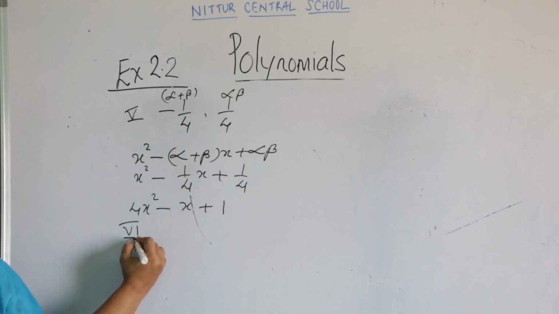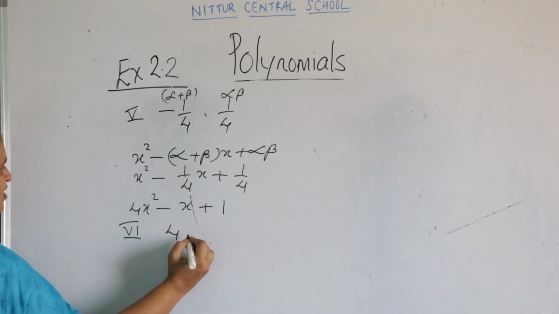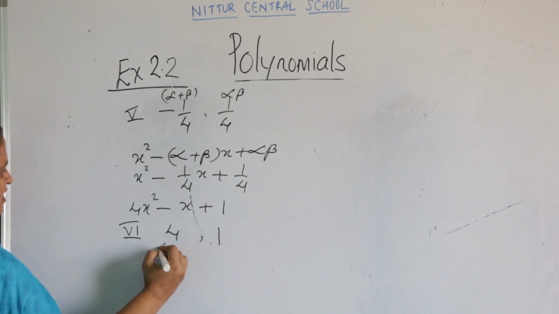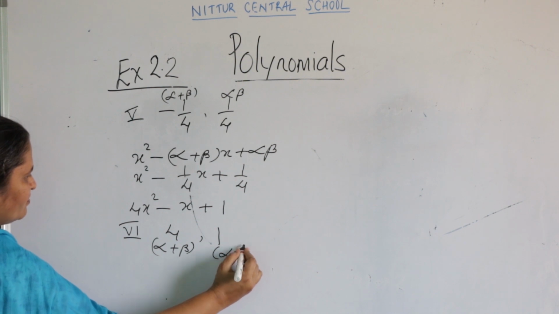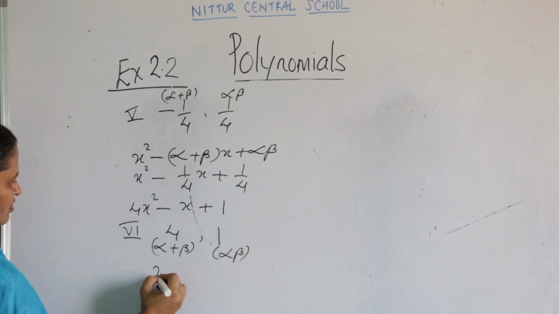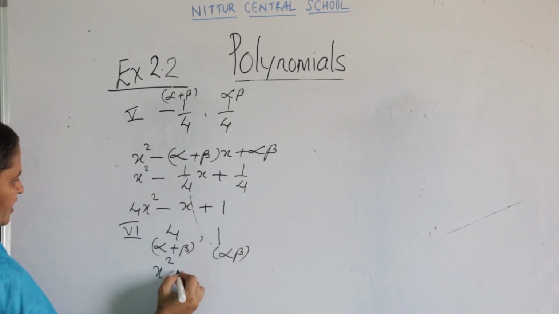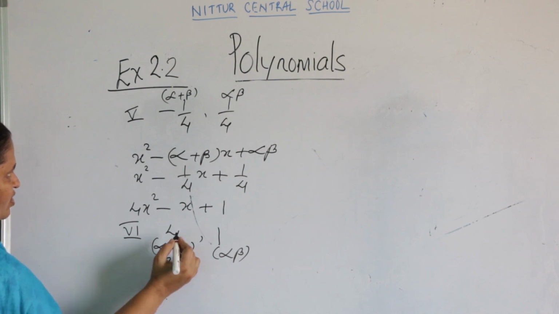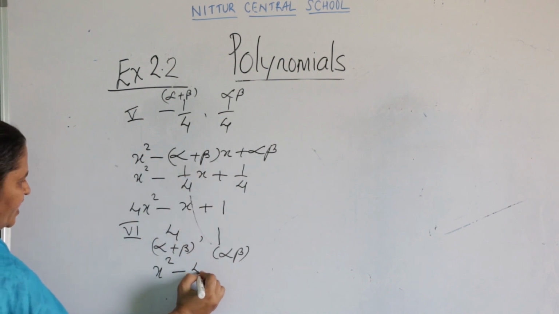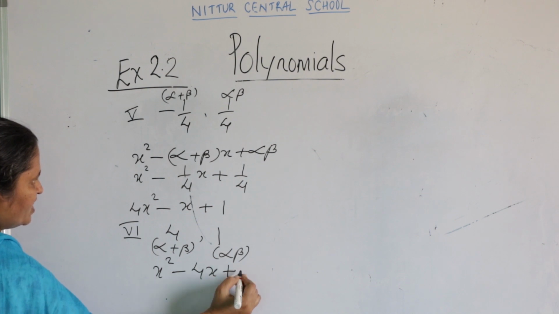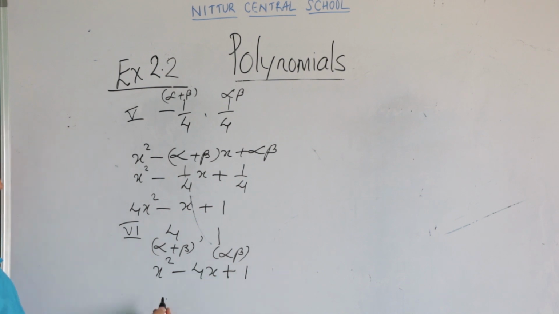Then in the sixth problem we have 4 and 1. This is our alpha plus beta. This is alpha beta. So we use the same expression. In place of alpha plus beta, we write 4x plus 1. This is the sixth solution.